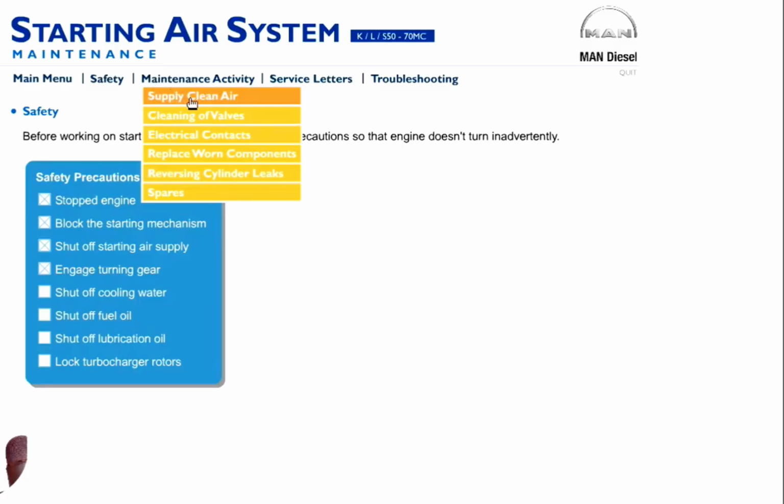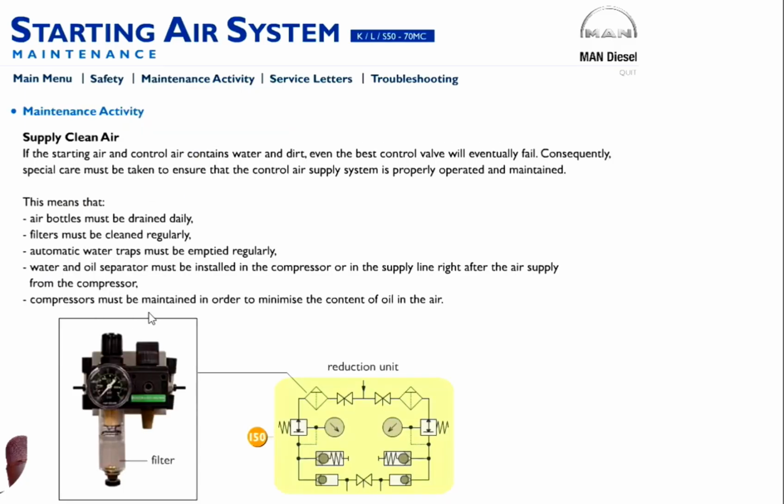And also very important is the supply of clean air. Air bottles must be drained daily, filters must be cleaned regularly, automatic water traps must be emptied regularly, okay. So we need to avoid oil in the system, water, and debris or particles, and the proper pressure must be set from the reduction unit here. As you can see, this is what the reduction unit looks like, okay.